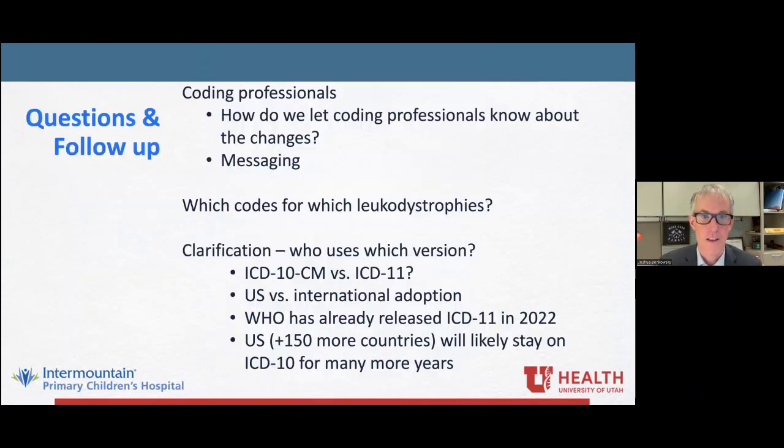And then we've had various discussions with groups, including the ULF, and other foundation groups that I see here on the call. How do we get the word out to coding professionals? How do we message this to the population at large? There's a nice press release here from the University of Utah about the new codes, with a nice patient story of someone who's really benefited from this.